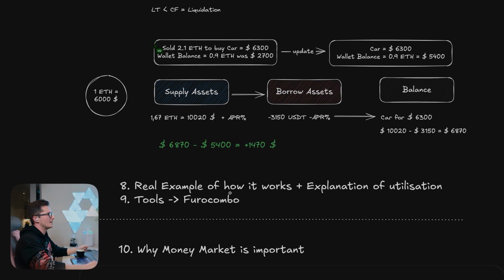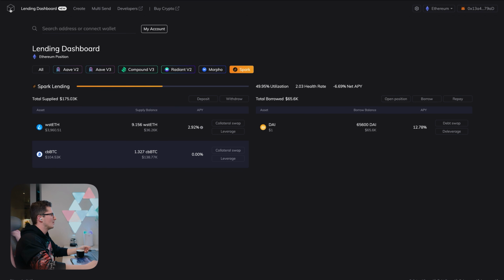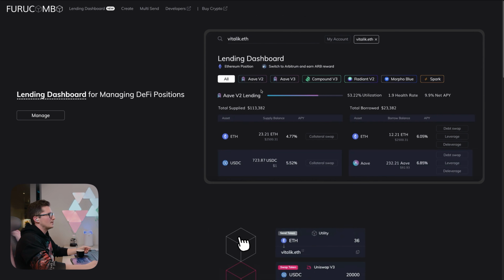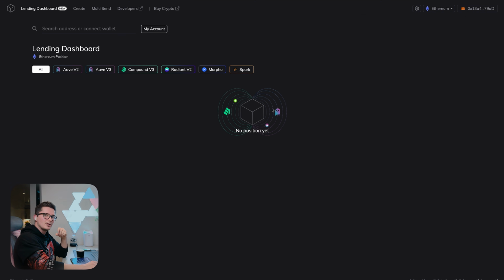We are going to the next point. So what kind of tools do we have? That's what I opened before. One of those tools is actually the FuruCombo tool, allowing you to play with a lending protocol. So how to play with the lending protocol? For example, you would love to change your collateral, but you don't want to pay back your debt. And that's where the FuruCombo comes into play.